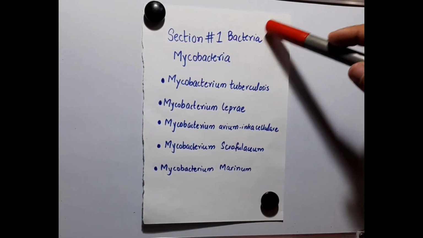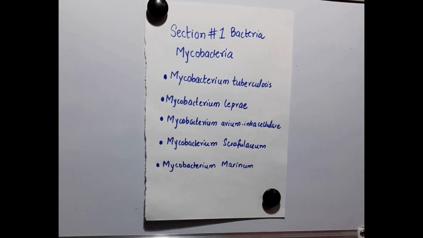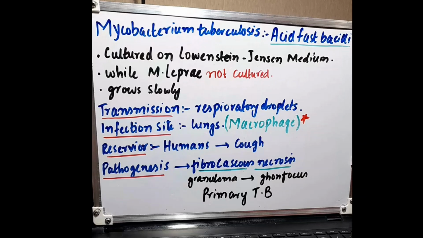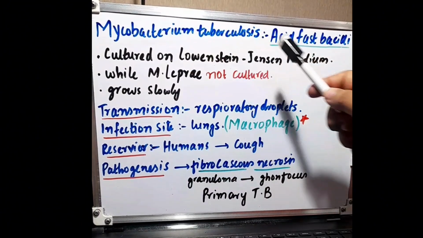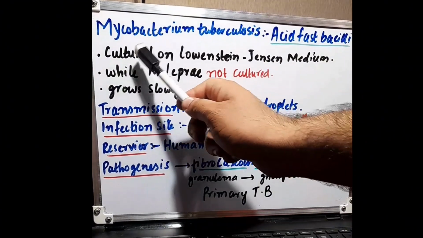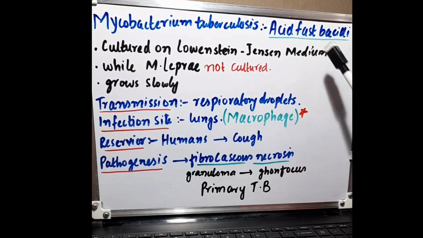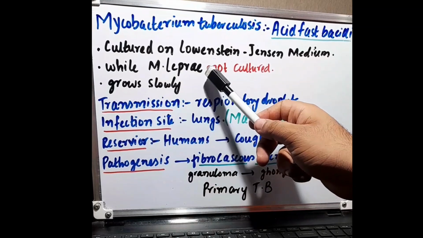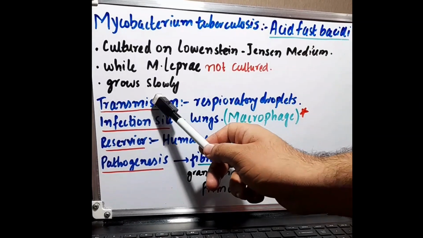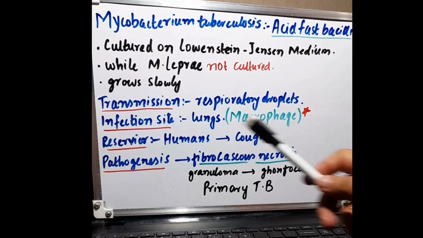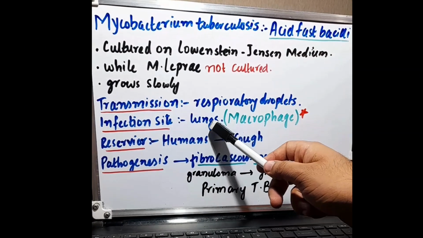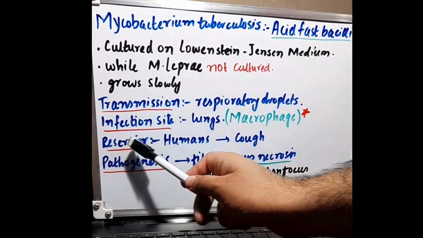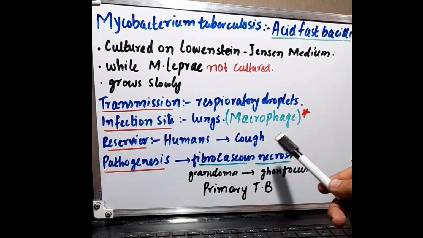In section 1 of bacteria, the Mycobacteria family, today we will discuss Mycobacterium tuberculosis. Mycobacterium tuberculosis is an acid-fast bacillus. It can be cultured on Lowenstein-Jensen medium, meaning growth can be achieved in the laboratory, while other species like Mycobacterium leprae cannot be cultured. Transmission occurs through respiratory droplets. The main site of infection of this bacteria is the lungs, and the primary immune response is initiated by macrophages. The reservoirs are humans, and it can spread the disease through cough.